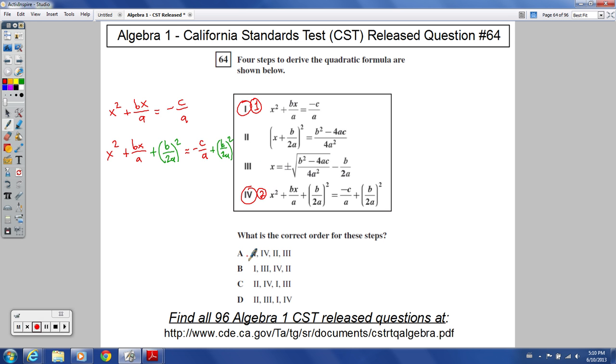It looks like choice A has to be my choice, because I know that 2 wasn't the right step to start. That was more complex than we could get to yet. We're actually getting there.